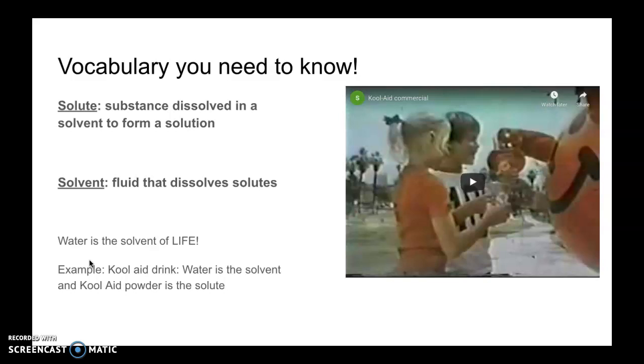So, for example, if you've ever made Kool-Aid or lemonade, like with a powder, or iced tea with a powder, the powder is considered the solute. The solvent is the water. Also, sugar would be a solute. Salt would be a solute, whereas the thing that does the dissolving is the solvent.